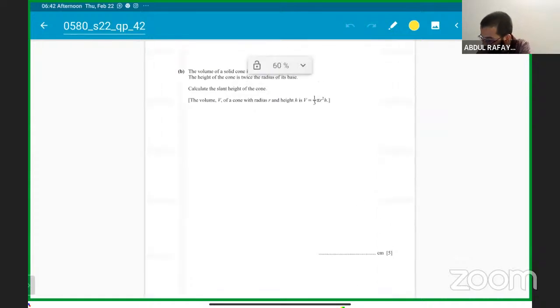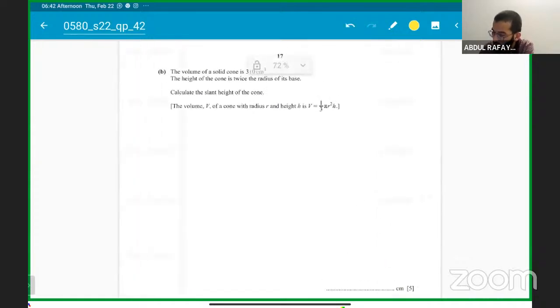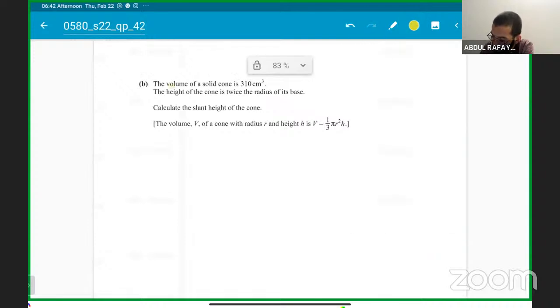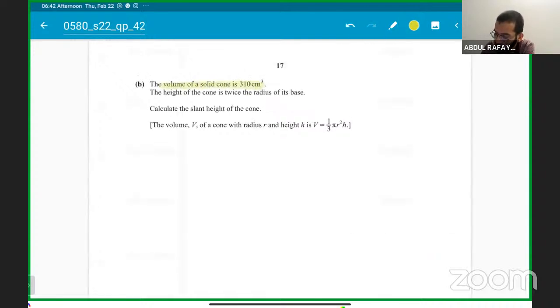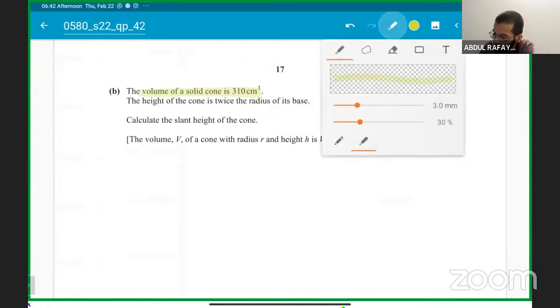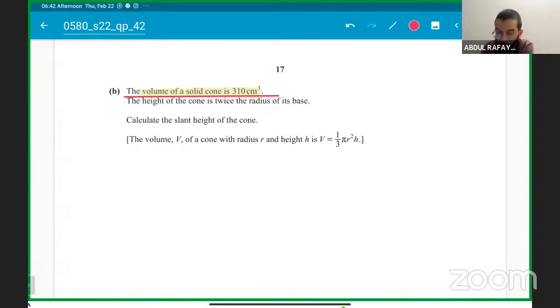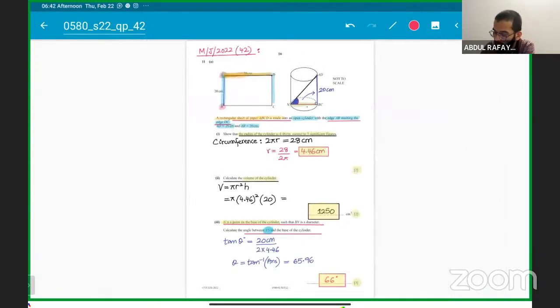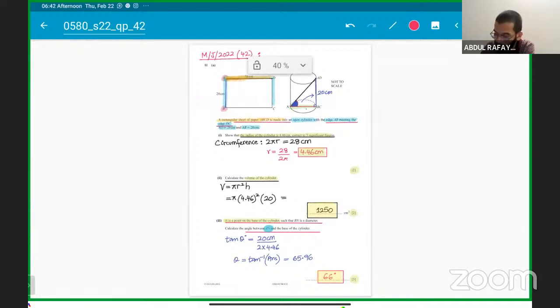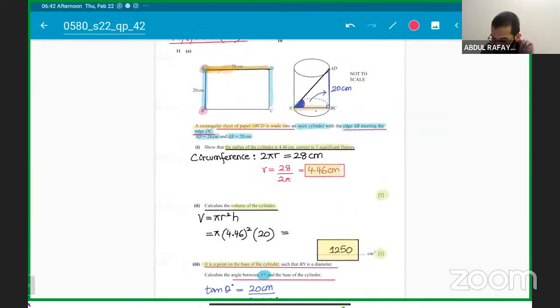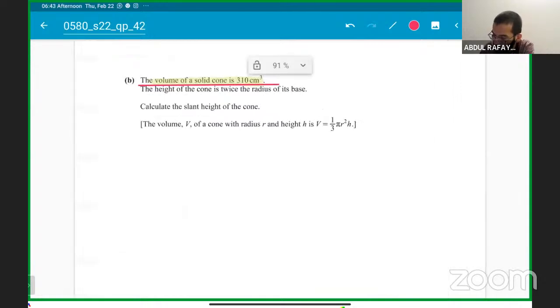Then, sir, the next part is for 5 marks again. So we have the volume. The volume of the solid cone is 310 centimeter cube. Again, you can start with this, which is part B. Always remember, when it's written part A, all parts are linked. Now part B is a separate question.